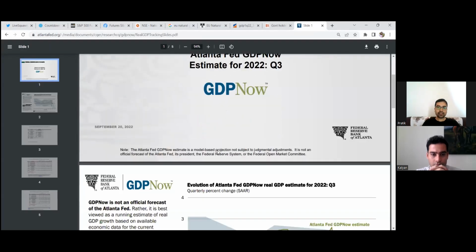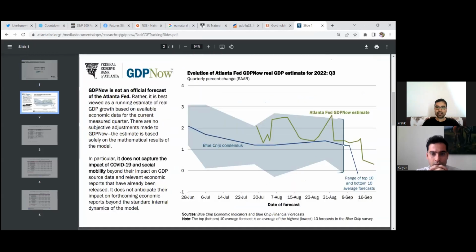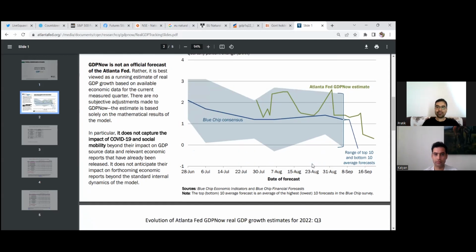So you can see this GDPNow estimate also. You can see that the GDPNow estimate is going down. Like it's somewhere around 0.3% on 16th of September. Sorry, after 16th of September, whatever forecast they had released was 0.3%. We had two consecutive quarters of negative GDP growth. Now if it goes from 0.3 to below zero, that means we'll have three consecutive quarters of negative GDP growth.